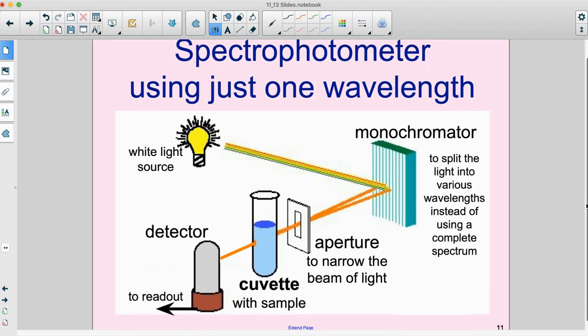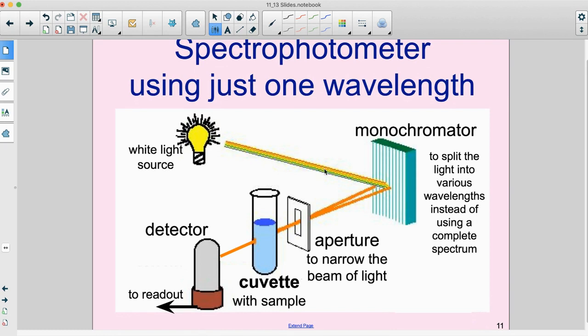Here is just a schematic of a spectrophotometer. We got white light coming in. The monochromator splits the light into different wavelengths. It's basically called a diffraction grating with little lines, and it splits the light into different colors. And then this aperture narrows the light, and then the light goes through the cuvette with the sample, and then the light that's transmitted goes to the detector, and the detector goes to the computer, which translates this transmitted light into the absorbance.